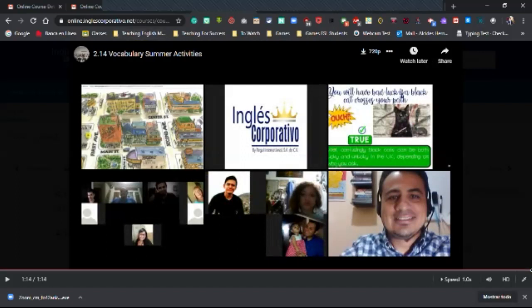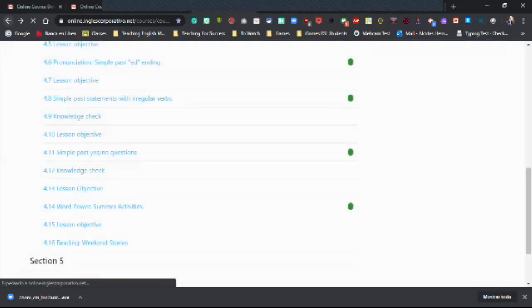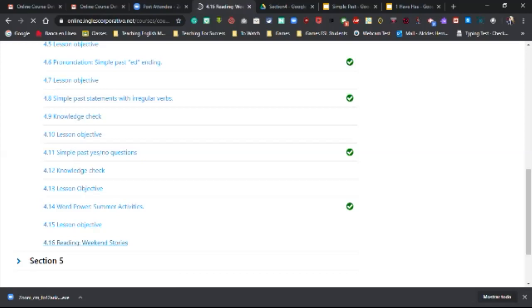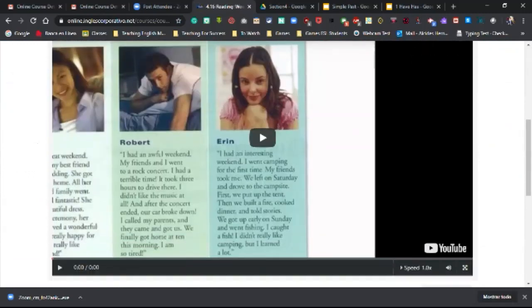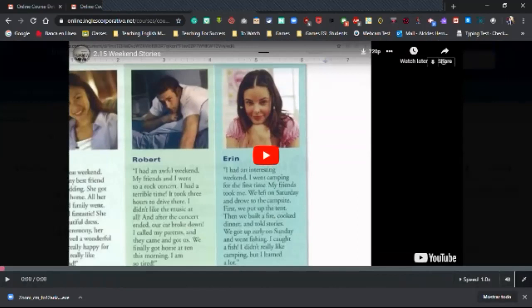Cool. So that was quick. So only checking out the verbs and the activities. Okay, let's go for the last, which is 4.16. Weekend stories, reading. So this should be a little reading, including the simple past. Okay, here we go. Let me expand it, and here we go.